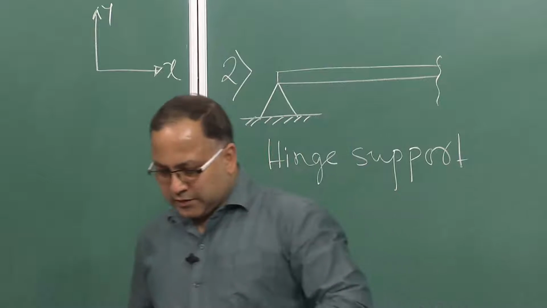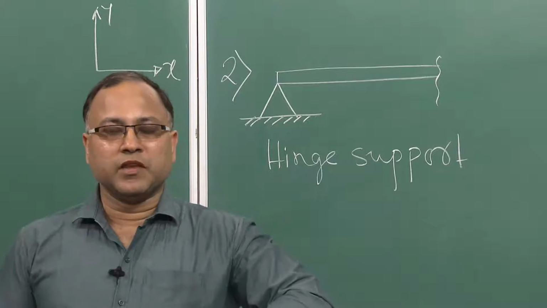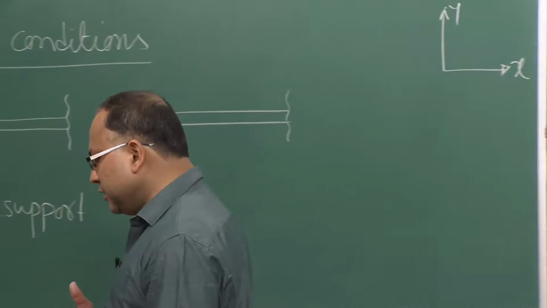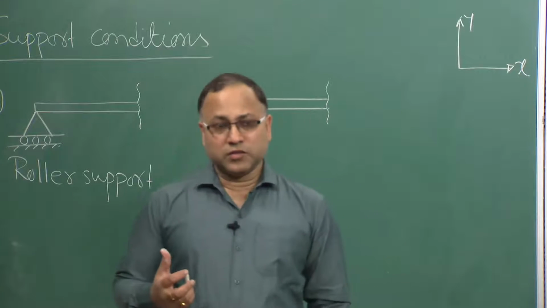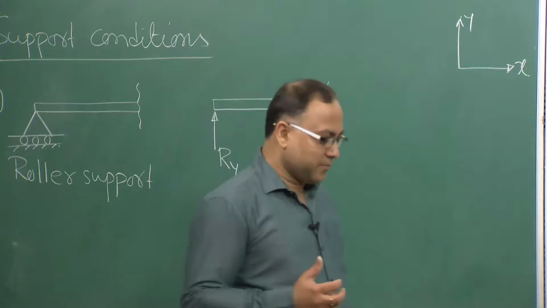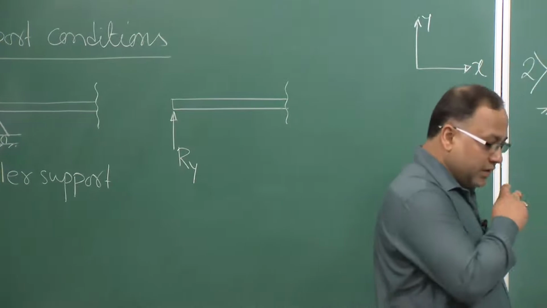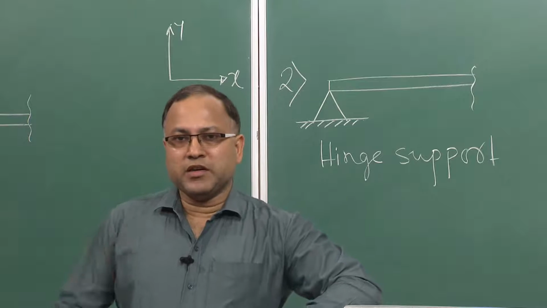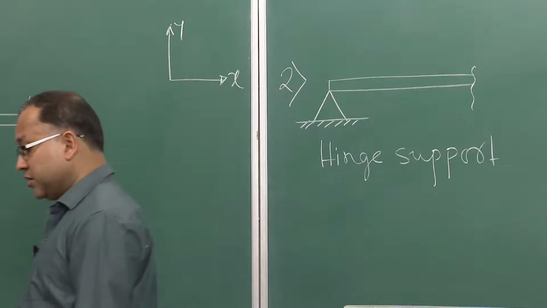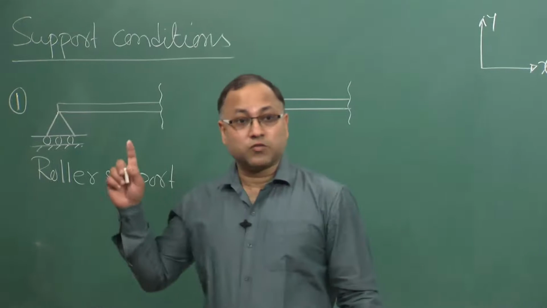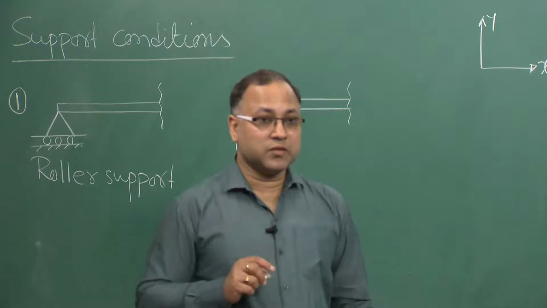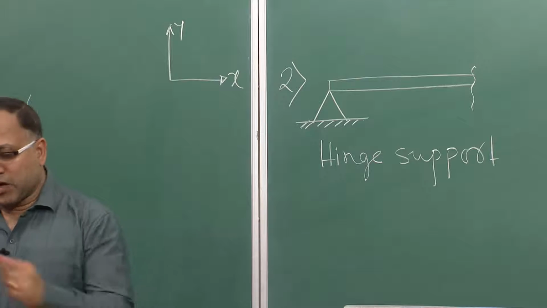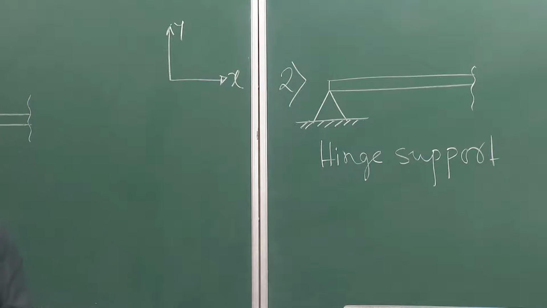So, what is the speciality of this support? If you look at this support, it looks like a roller support, but it is not the roller support. Why is it not the roller support? It will not allow any movement in the horizontal direction, which is not the case we discussed previously for the roller support. So, it restricts the horizontal movement as well as the vertical movement.